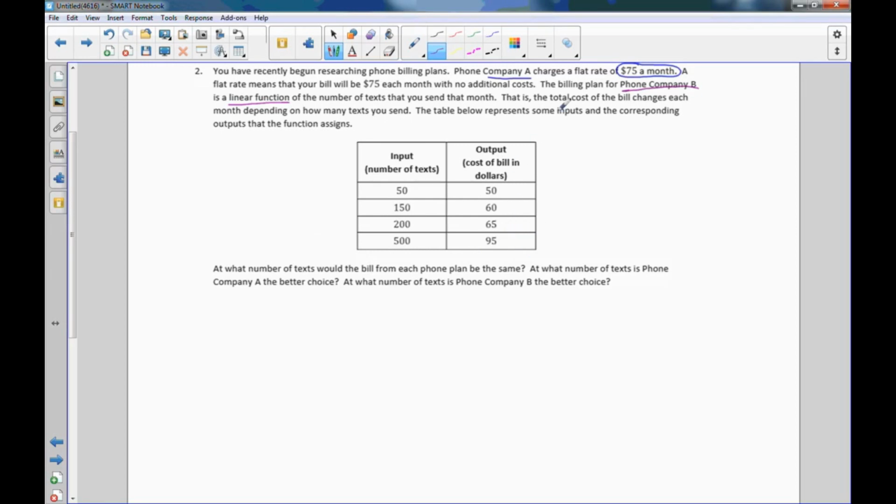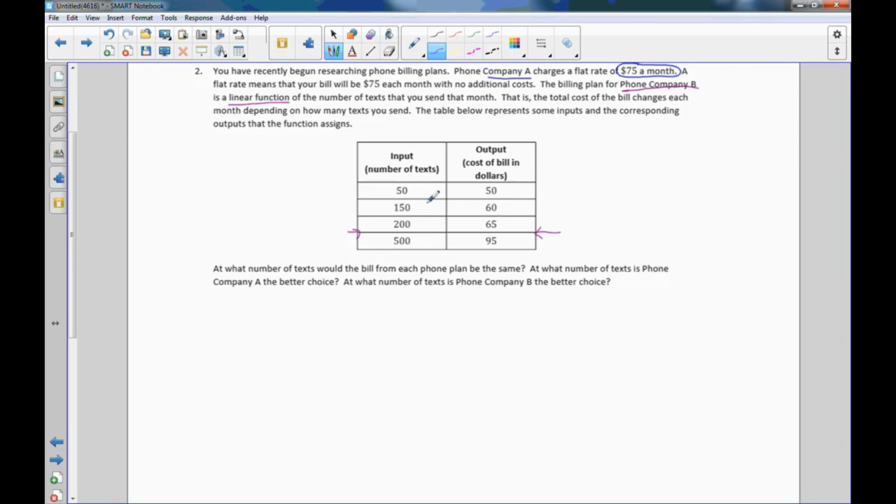So I know that the cost in dollars has to equal 75 because this one never changes. So I know my answer is going to be between 200 and 500 texts. So I need to come up with a rate of text, a text rate. So if I look at this first one, 50 texts is $50, 150 texts is $60. That was an increase of 100 and an increase of $10. This is an increase of 50 and an increase of $5.